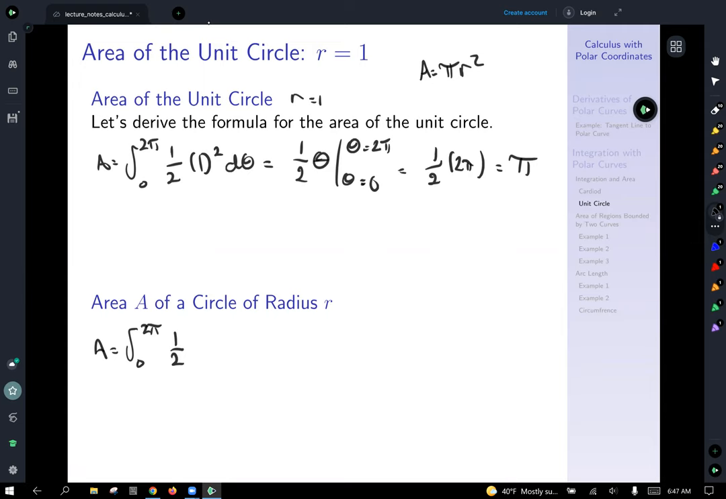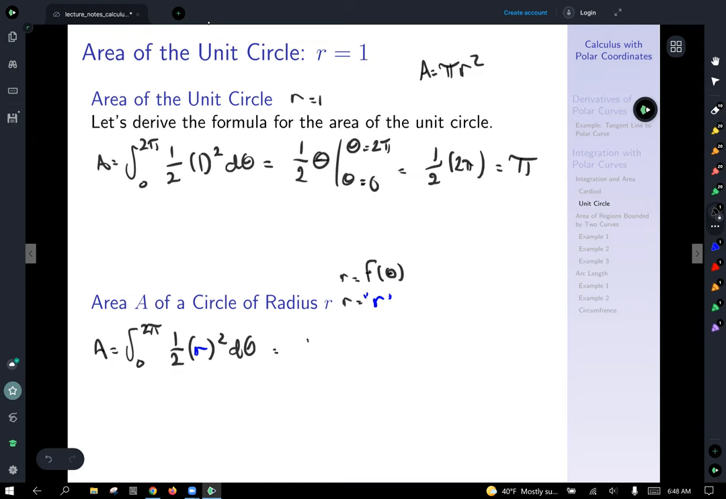Well, what is r squared? Well, be a little careful here. We assume that we can write this in terms of r is equal to f of theta. Now here, r is equal to just a constant number, r, a fixed number. So that's what we're going to put in for r squared. We're going to have r squared here, d theta. Now r squared is just a constant.